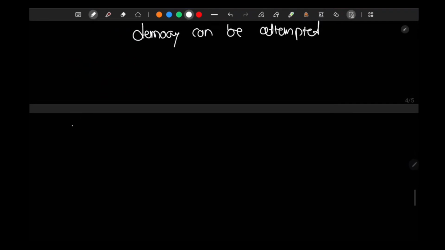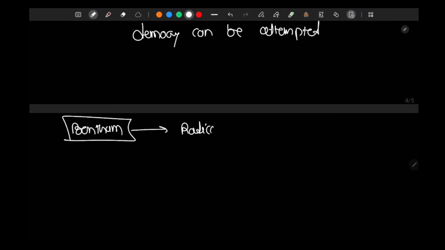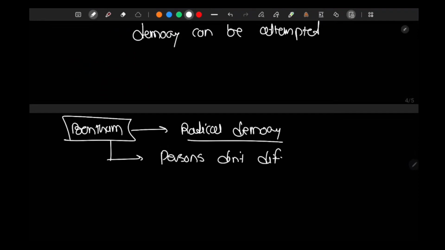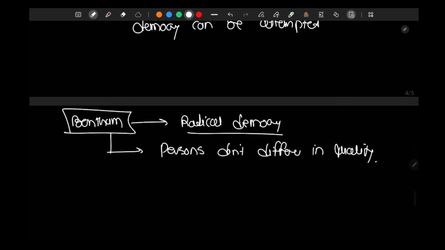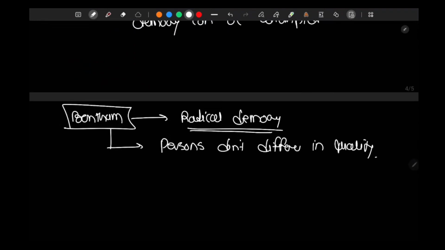Then we can see Bentham. Bentham, in his book Lectures on Jurisprudence, is a radical democrat. If you remember his GHGN principle, if you remember his felicific calculus, he says that persons don't differ in quality. Your pleasure, my pleasure, everyone's pleasure is the same, and pushpin is as good as poetry. What Bentham says is the opposite view of other people. Bentham says that persons don't matter.